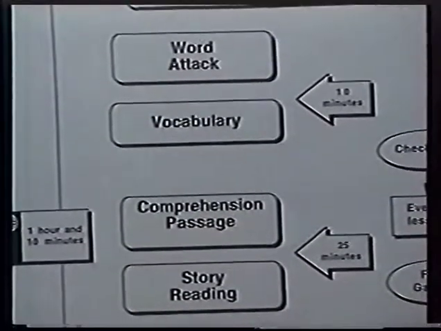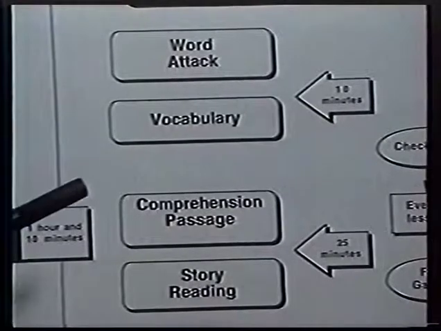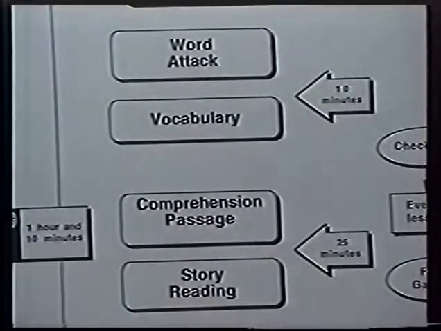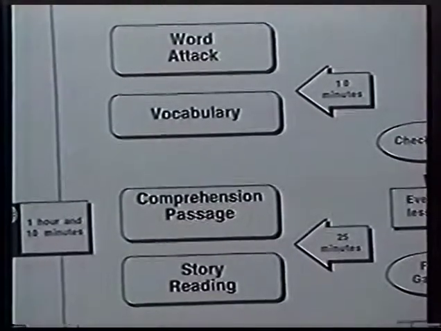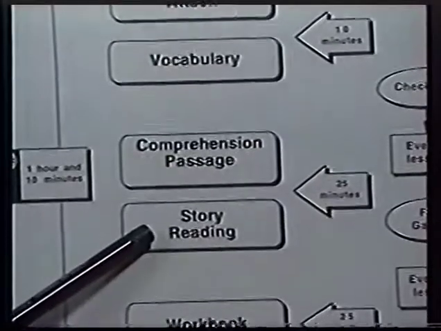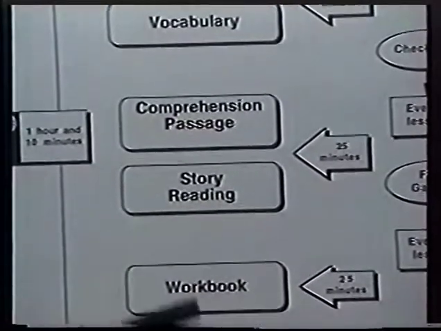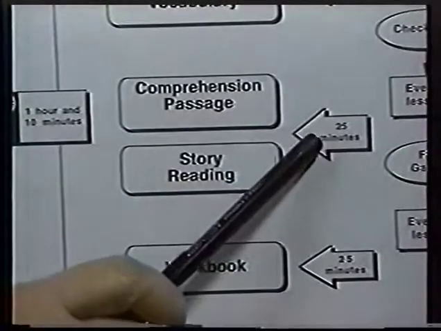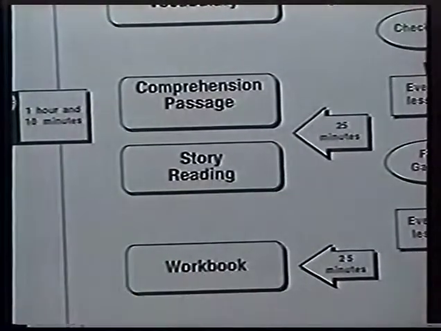workbook exercises. Next, in mini lessons, you direct students through a comprehension passage which introduces concepts that will appear in the story. You also direct students through oral reading on the main story and ask comprehension questions indicated in the script. The comprehension passage and main story reading will take approximately 25 minutes to complete.